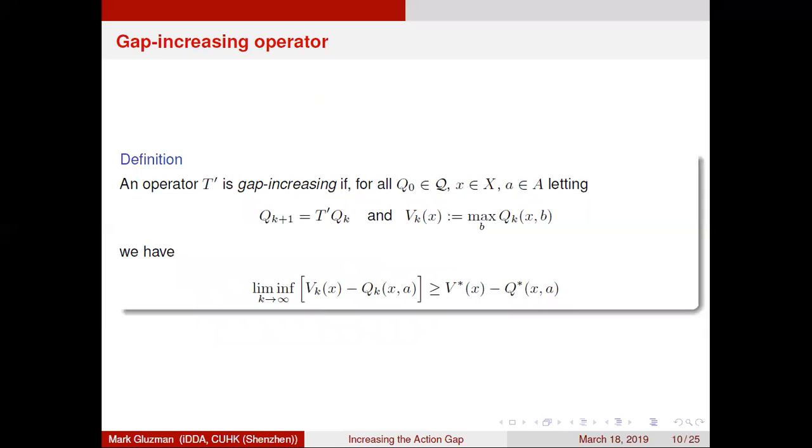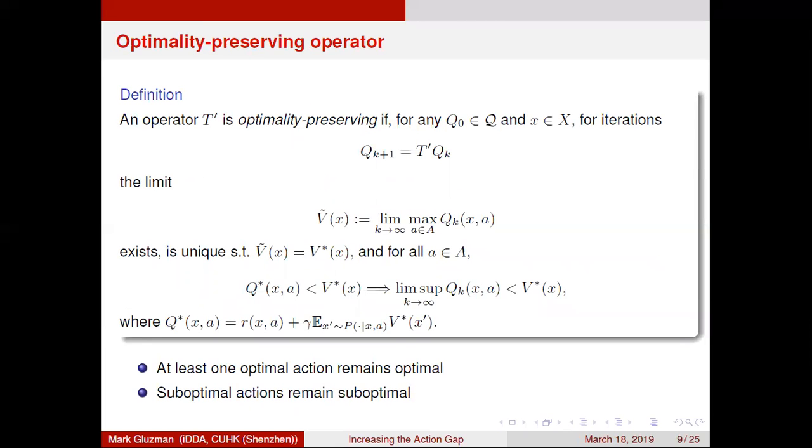Gap increase. Optimal action. So at each state we can recover optimal action. So basically we can take a greedy policy with respect to V star. We will recover an optimal value function, so we can take a greedy policy with respect to this value function. On the other hand, we will not mix with suboptimal action. So let's see if that is a problem.